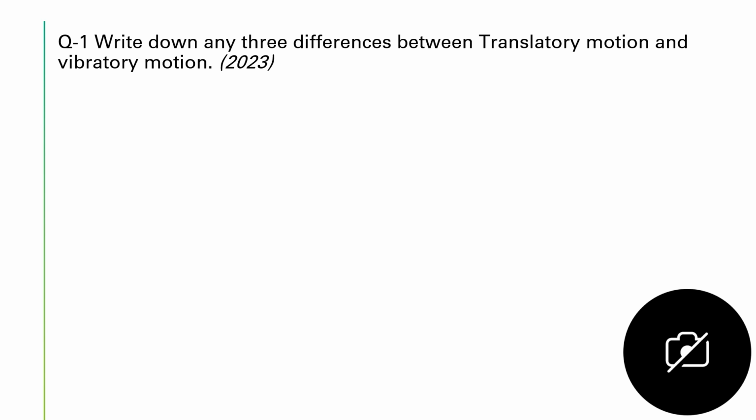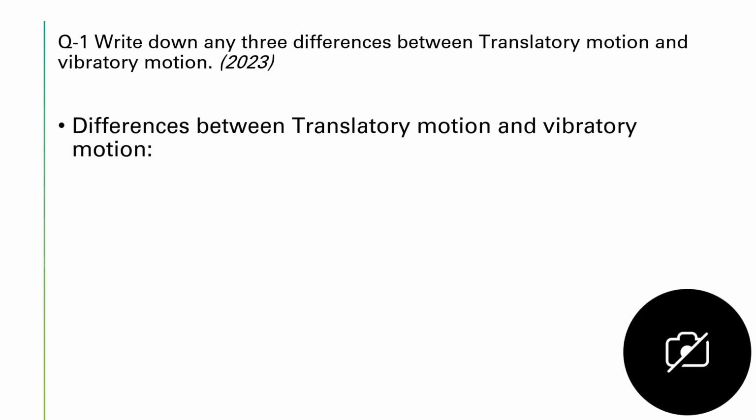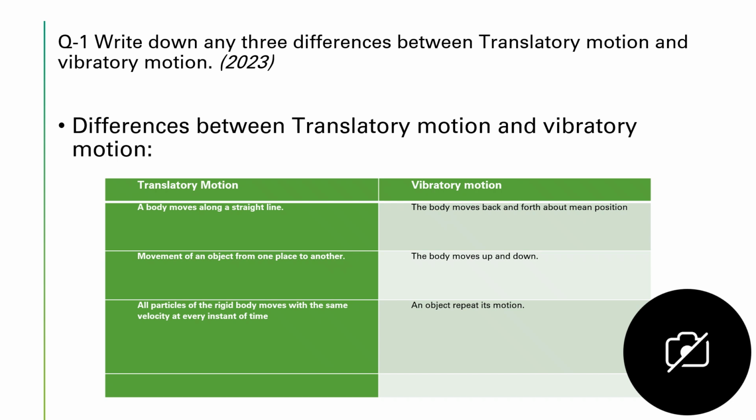How to attempt this question? Write down the side heading with a black marker: differences between translatory motion and vibratory motion. Write a clear heading, and then write down only three, because they ask only for three differences, not more than three. Now make a clear line in between translatory and vibratory motion and jot down all three differences. Just one liners. In translatory motion, a body moves along a straight line. In vibratory motion, the body moves back and forth.